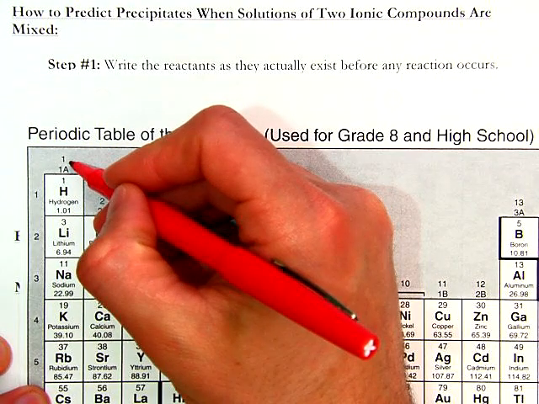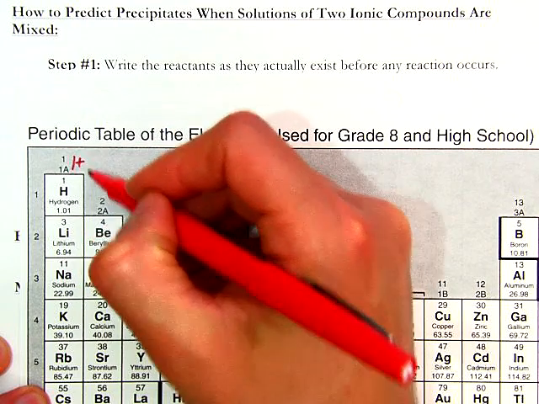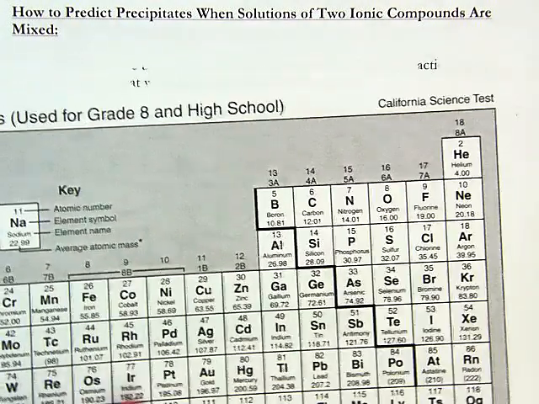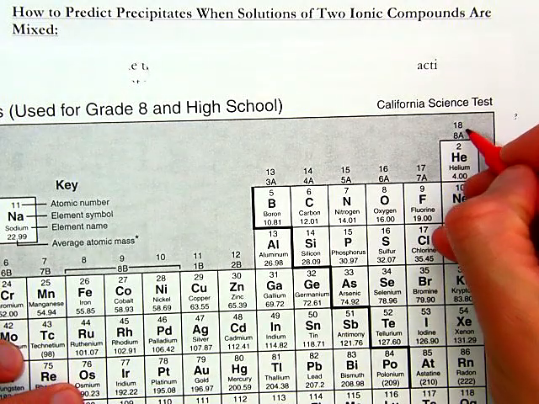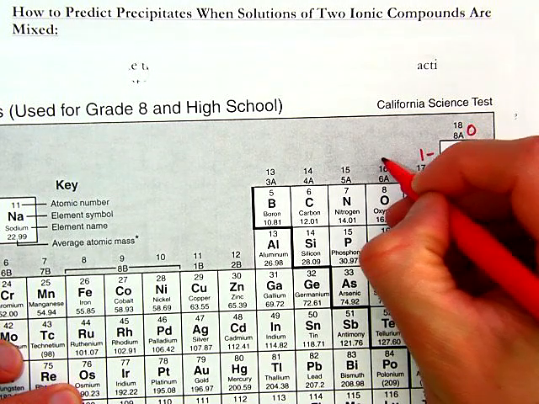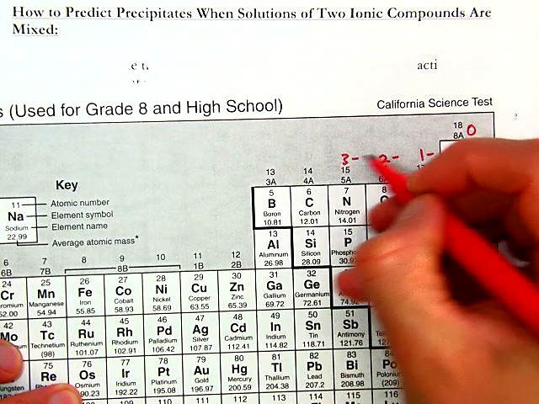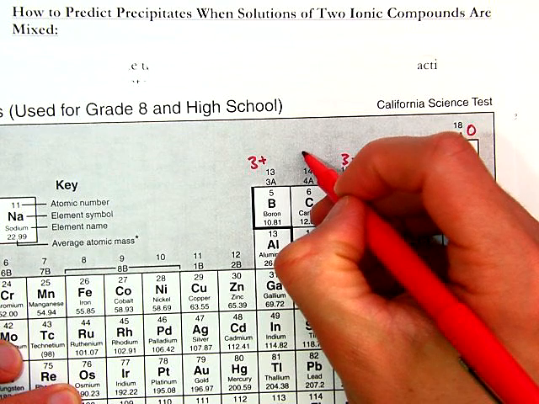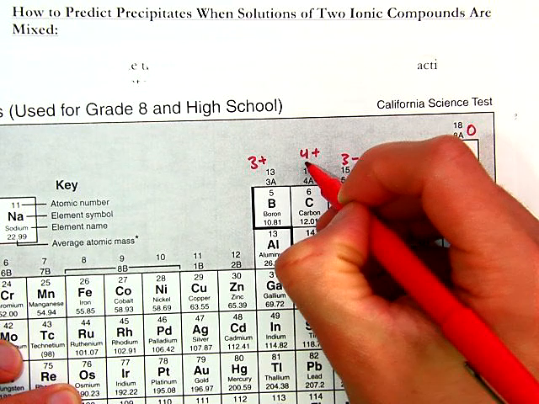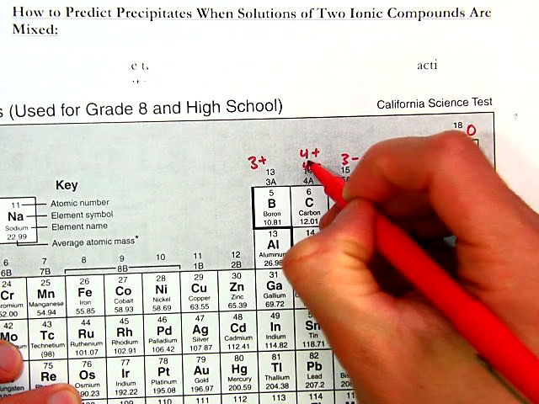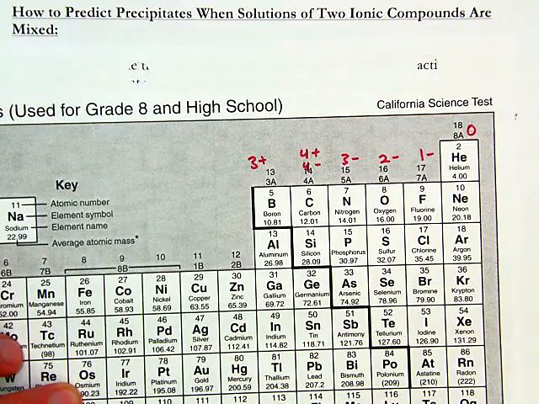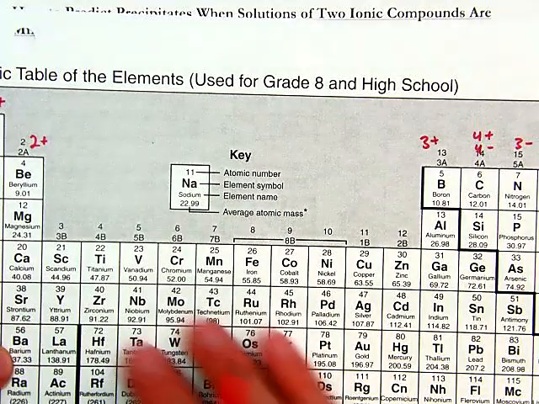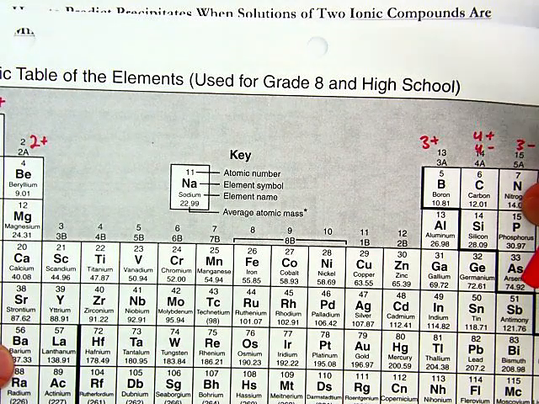Column 1A, these are positive 1. 2A are positive 2. Over on this side, our noble gases, that's 0. This is negative 1. This is negative 2. Negative 3. This is positive 3. Plus 4. Minus 4. So these are just sort of general trends for ions. And the elements in the middle form various charges, and are called type 2 metals.